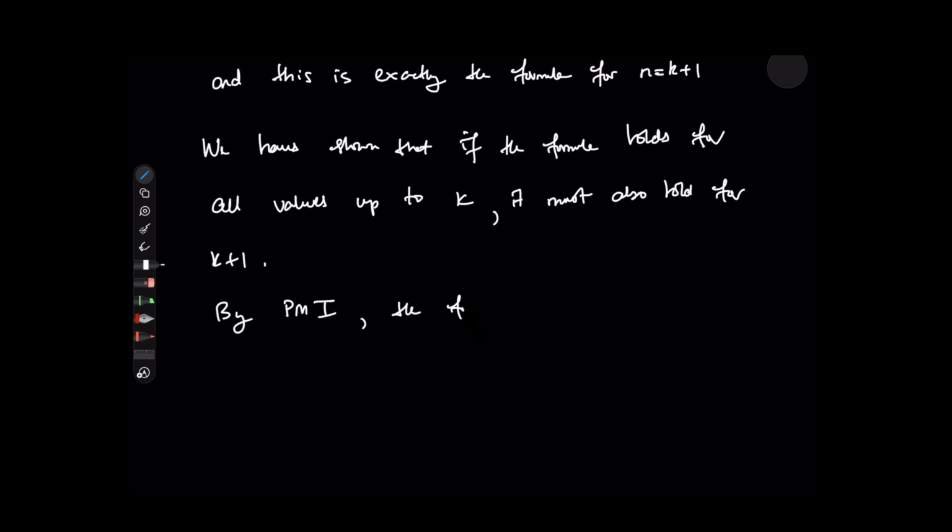The formula, a_n = 7 by 4 to the power of n minus 3 by 2 to the power of n, is true. It is valid for any integer n greater than or equal to 0, right? And you end off the proof there.